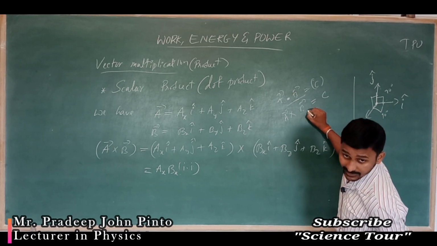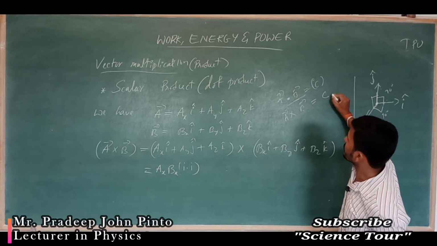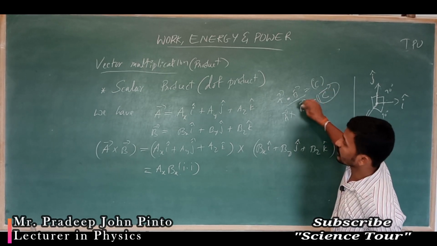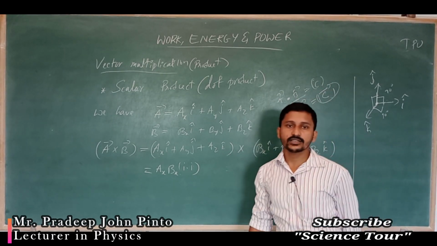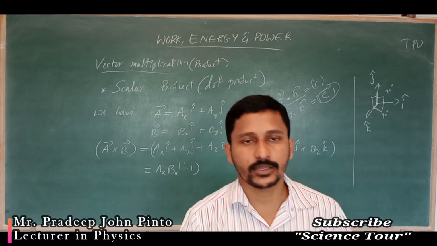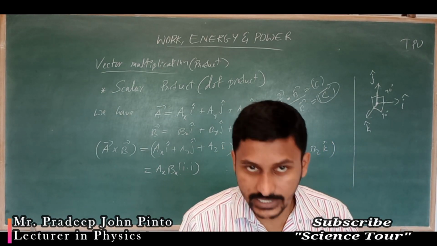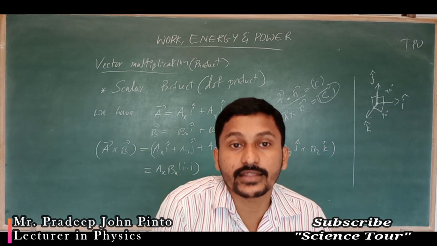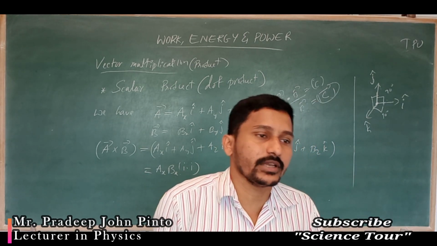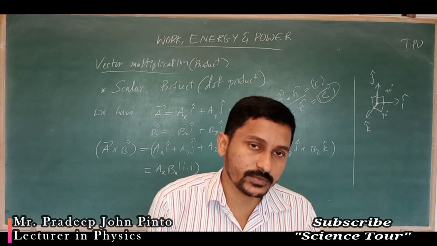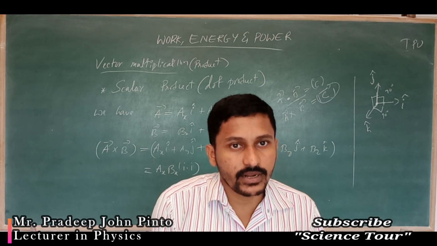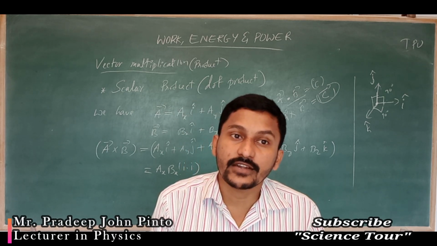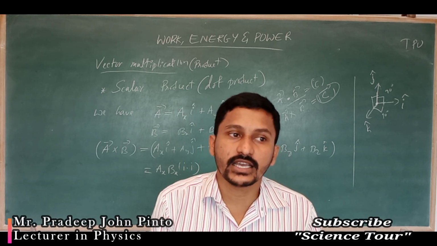If two vectors are multiplying and the new product I get is a vector again, I am going to say that this product is nothing but the cross product or vector product. Clear? If you multiply two vectors and the product is a vector, that becomes a vector product or cross product. If you multiply two vectors and the result is a scalar, that becomes the scalar product or dot product.